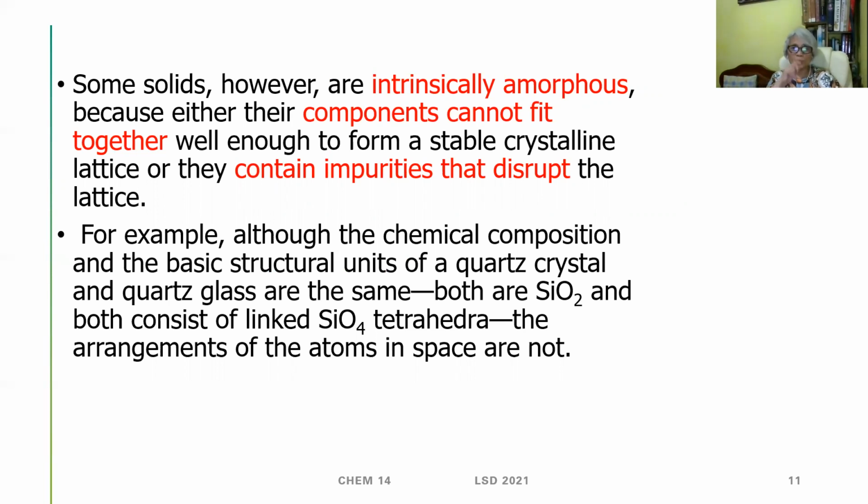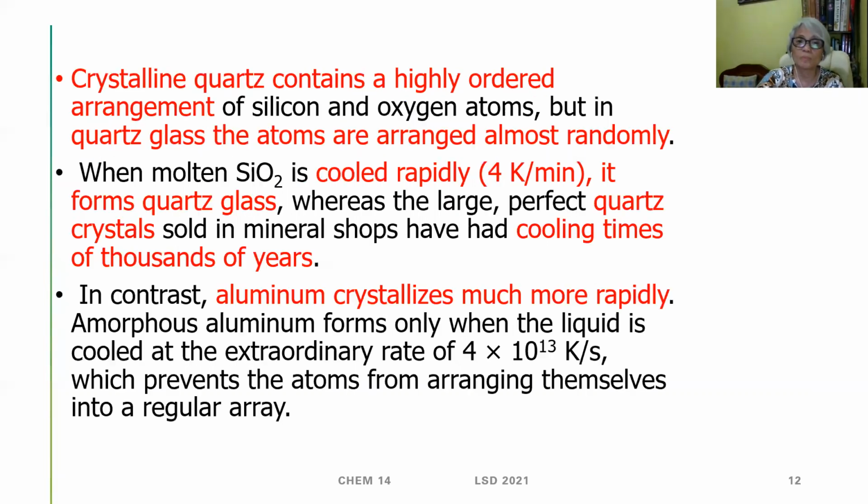For example, I have figures or pictures later on. Although the chemical composition and the basic structural units of a quartz crystal and a quartz glass are the same, they are both just silicon dioxide. So there is a quartz crystal, a silicon dioxide crystal, and there is also silicon dioxide quartz glass. And a glass is an amorphous solid, right? Both are SiO2 and both consist of linked SiO4 tetrahedra. The arrangement of the atoms in space is not the same.